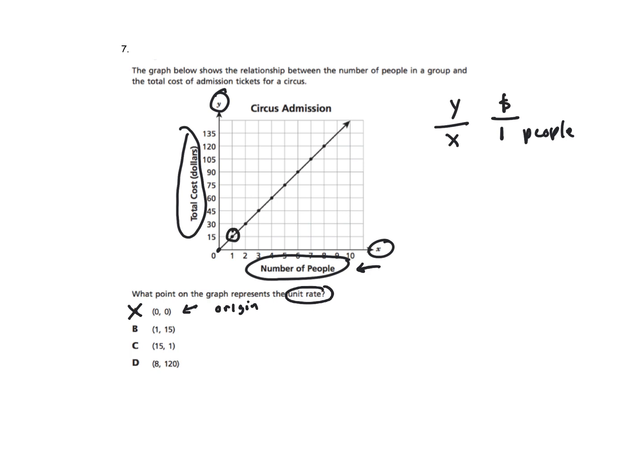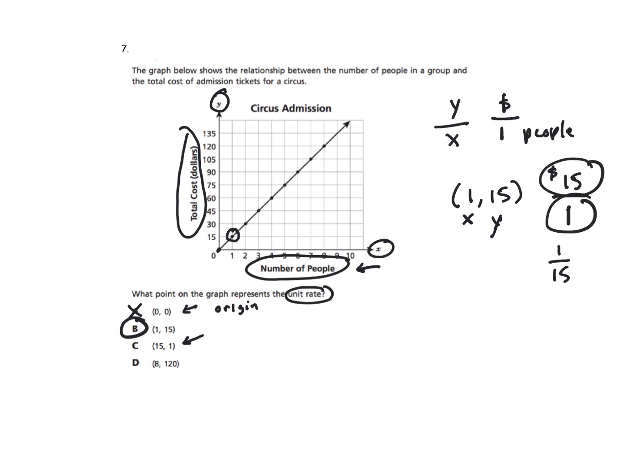let's look at point 1, 15. So the point 1, 15 we would name as an ordered pair. However, since this is the x and this is the y, this would be $15 for one person. And so that is what we're looking for. Again, they're going to try to be tricky by giving us 15 and 1 at C, but that's not the unit rate, because it would be written as 1 over 15. We're looking for the amount of money, y, for one person, x.